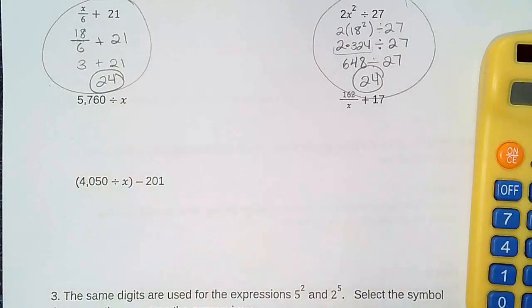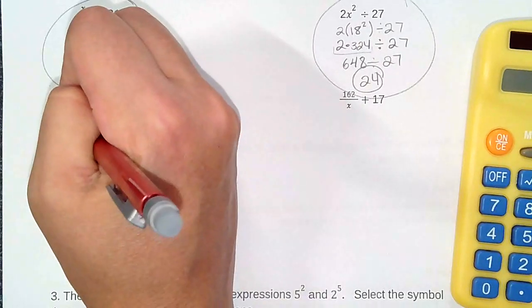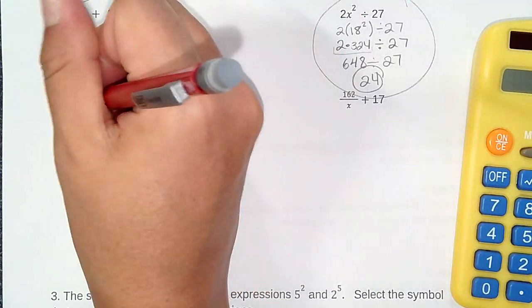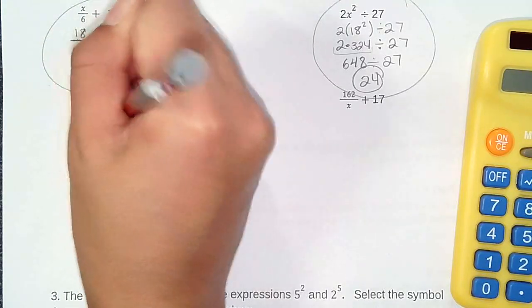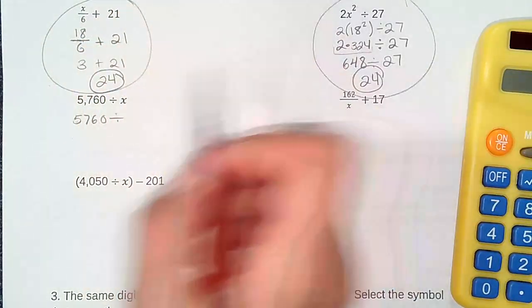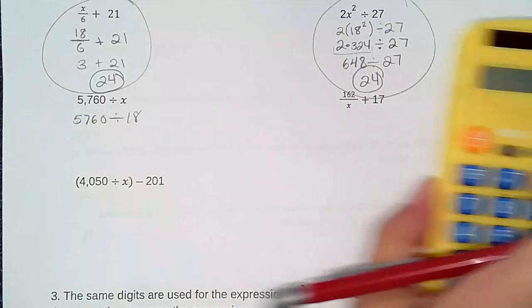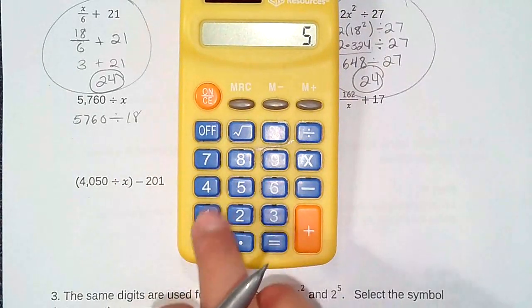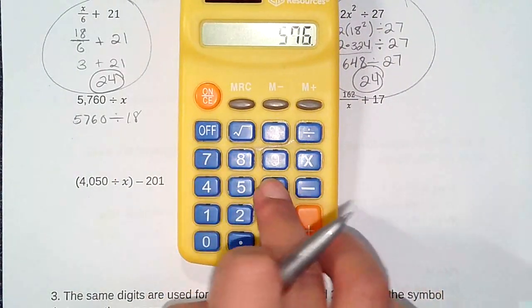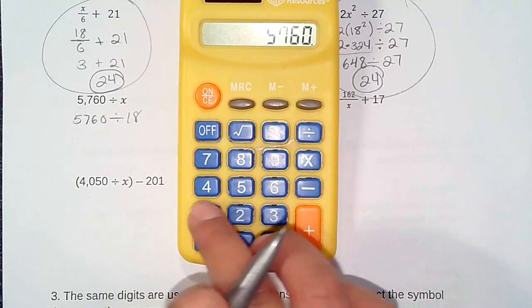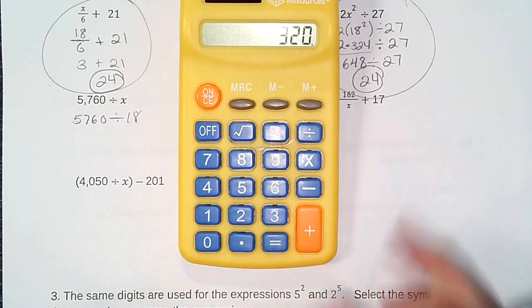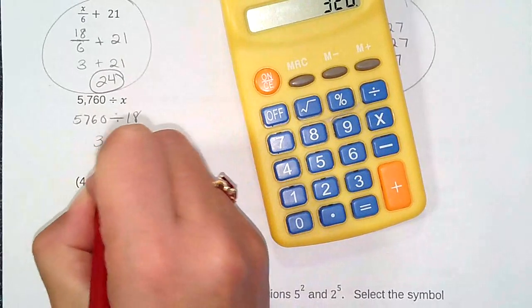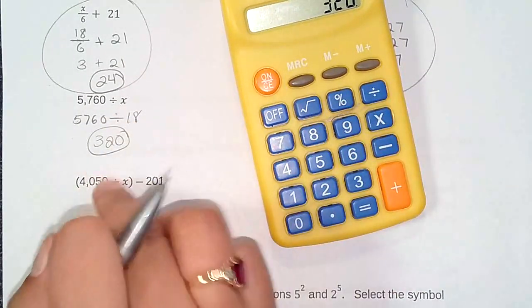I have 5,760 divided by x, which is 18. I'm going to use my calculator. 5,760 divided by 18 equals 320. This does not have a value of 24.